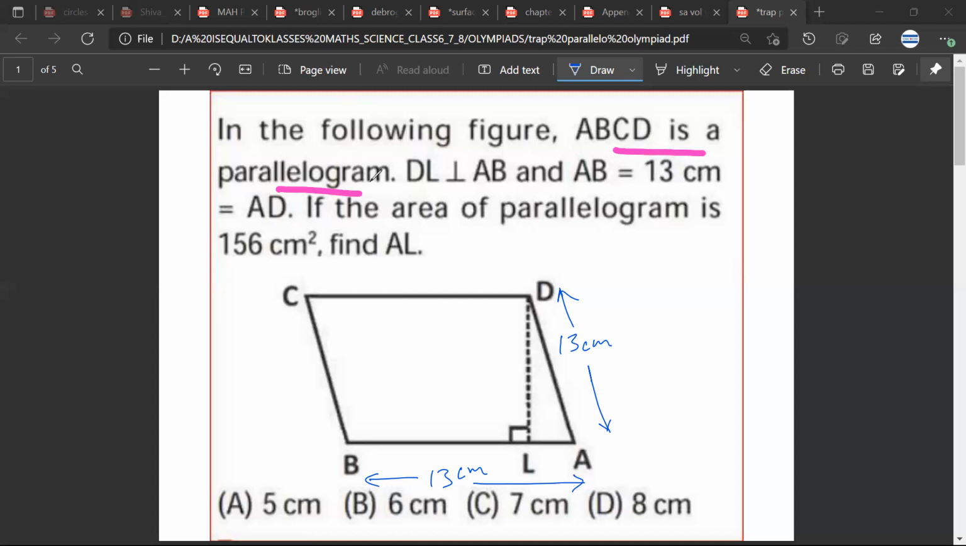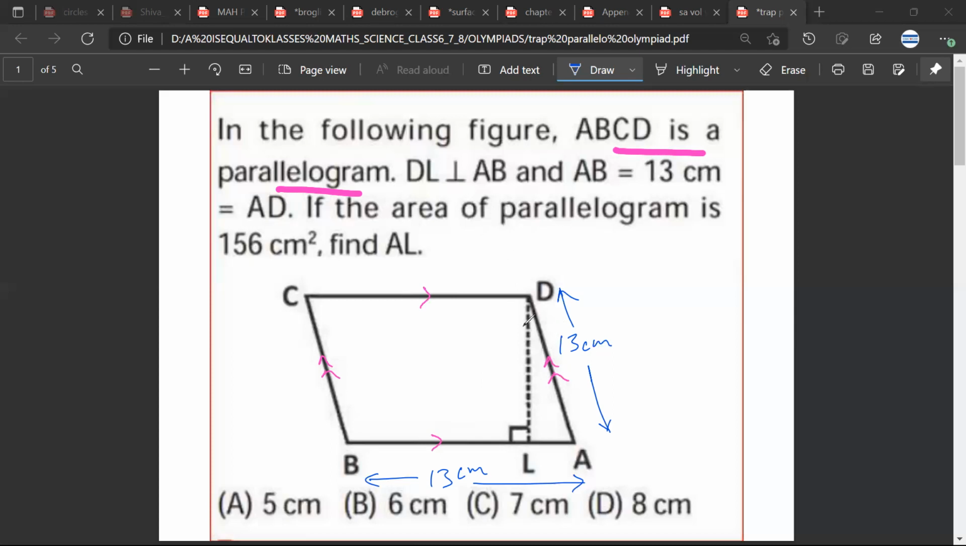The first step is to understand the problem. What is the information which is given to us? That is more important. So I'll repeat. ABCD is a parallelogram. Are we clear about this? Is there any doubt about this? No doubts. So this line is parallel to this. This line is parallel to this. So the first step is to understand the question properly.